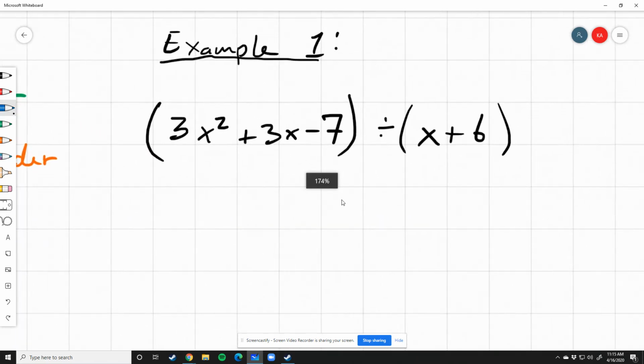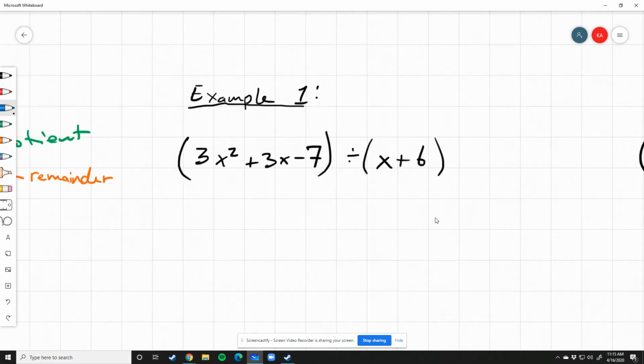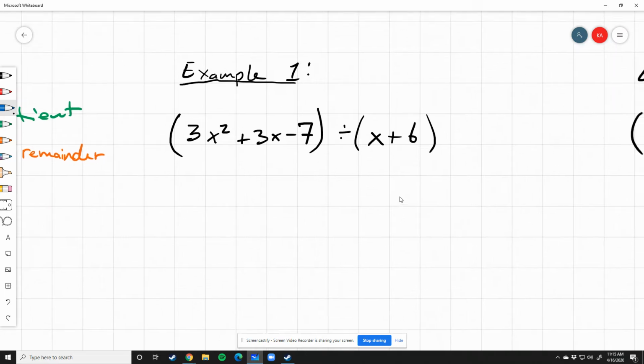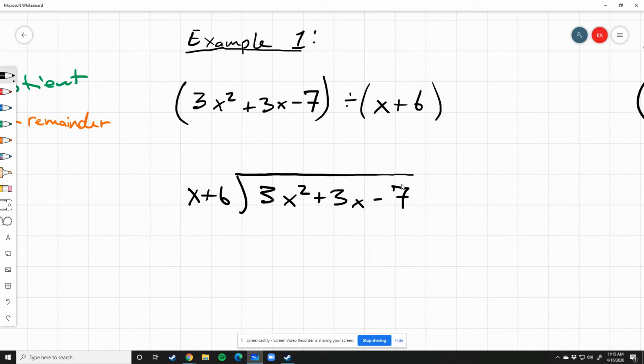So this is one that we looked at in class, and in it, we are just going to divide x plus 6 into 3x squared plus 3x minus 7, and we want to find the quotient and remainder. So first we'll set this up. We'll put the divisor outside the house. Excuse me, but I just have never been able to leave behind the inside and outside the house terminology for dividing. Don't know why. I guess that really just stuck with like 3rd grade Kevin.